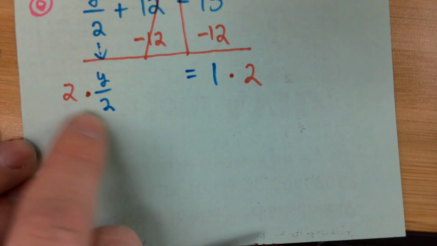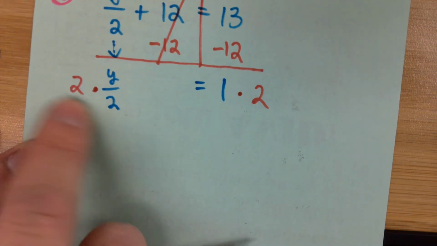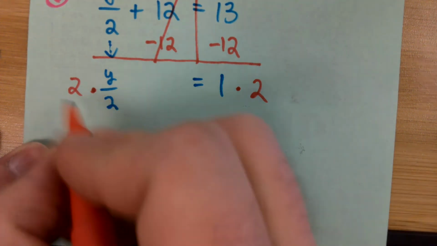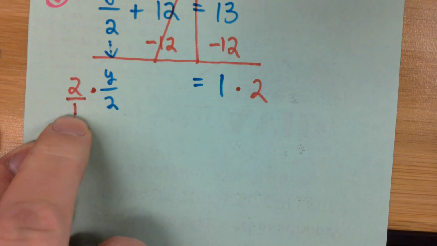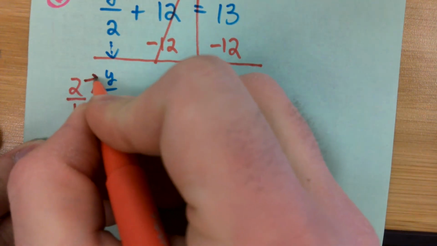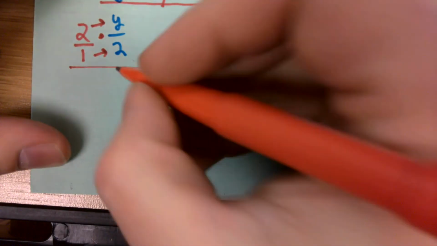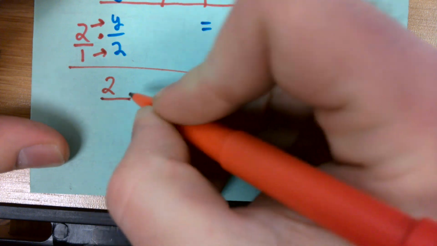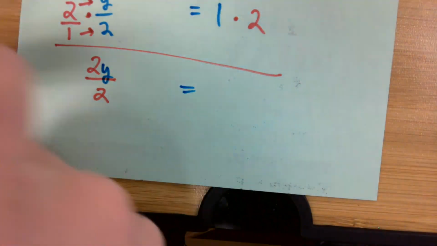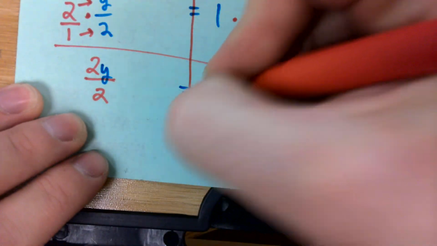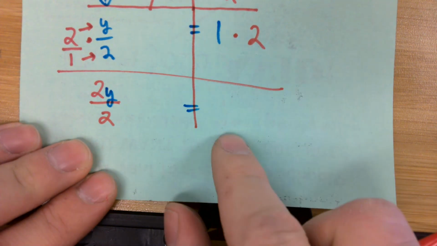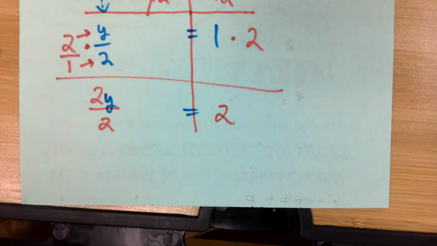What happens here with these two 2s? Well, keep in mind this is 2 over 1 that we're multiplying. So we multiply the numerators across and the denominators across. And we get 2y over 2 equals 1 times 2, which gives us 2 again.